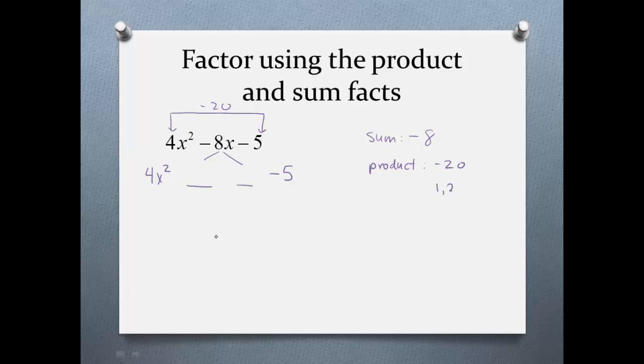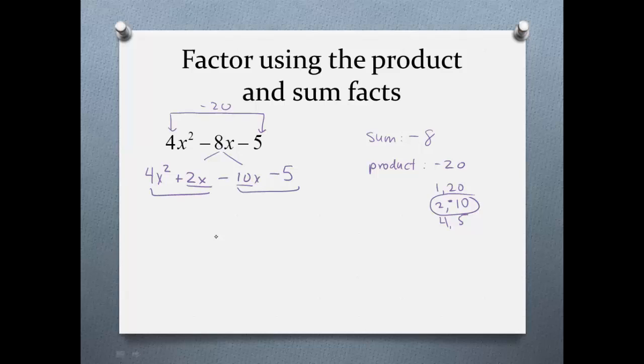So if I think of the product of 20, I think there's only 3 possibilities: 1 times 20, 2 times 10, and 4 times 5. To get a negative 20 and a sum of negative 8, I think I need to put a negative right there, and there's my pair, a positive 2 and a negative 10. So that's what I'm going to put over here. Positive 2x, negative 10x.